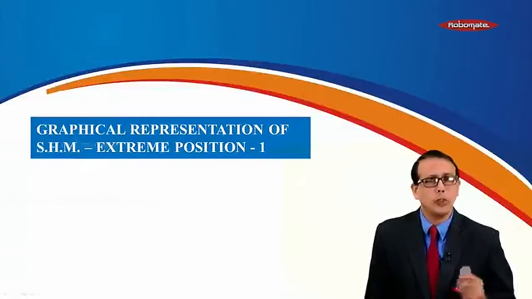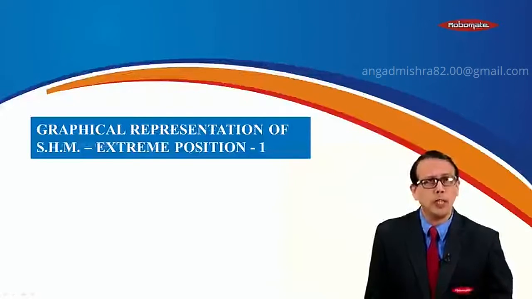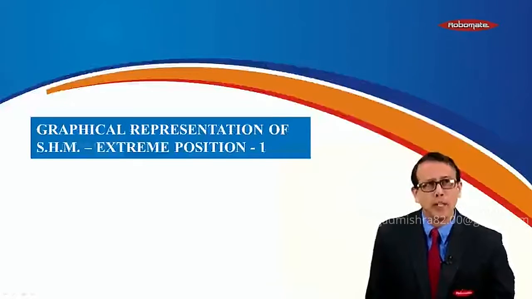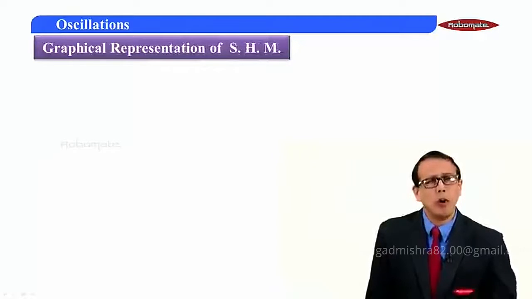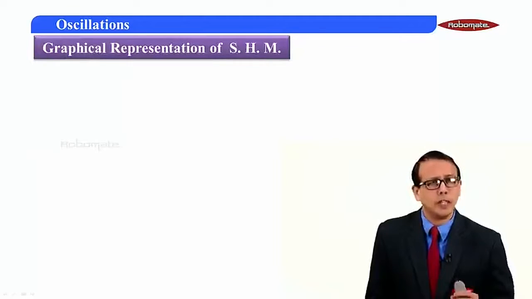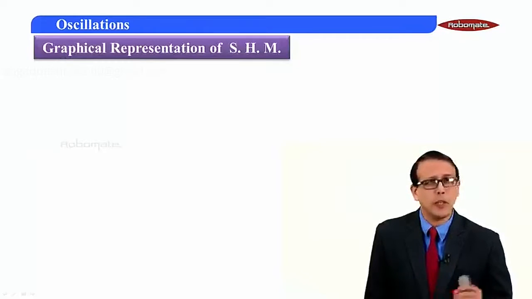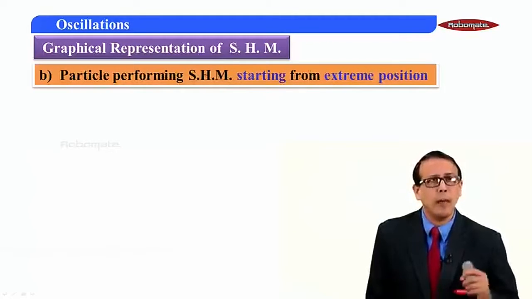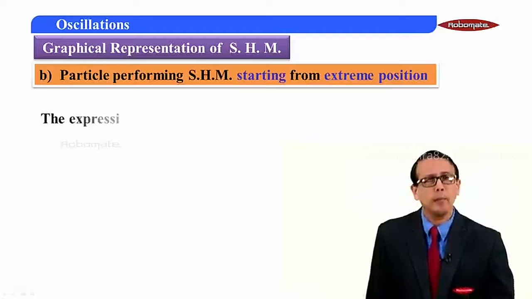Students, in the last three modules, we have already seen graphical representation of SHM for a particle starting from mean position. In this module, we'll see graphical representation of SHM but for a particle starting from extreme position. As I've already told, graphical representation of SHM means plotting the graphs of x versus t, v versus t and a versus t. But in this module, we'll derive it for a particle starting from extreme position. So let's start with the first step, that is deriving the expression for x, v and a.